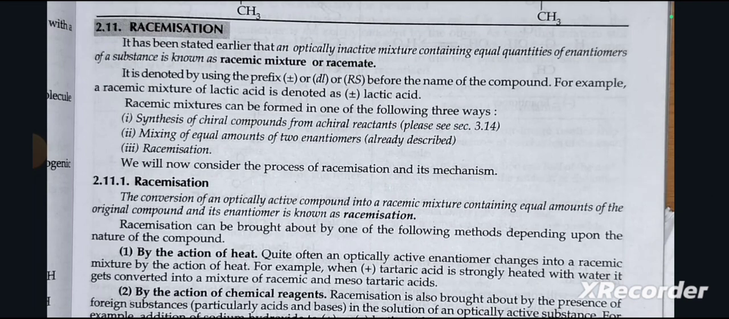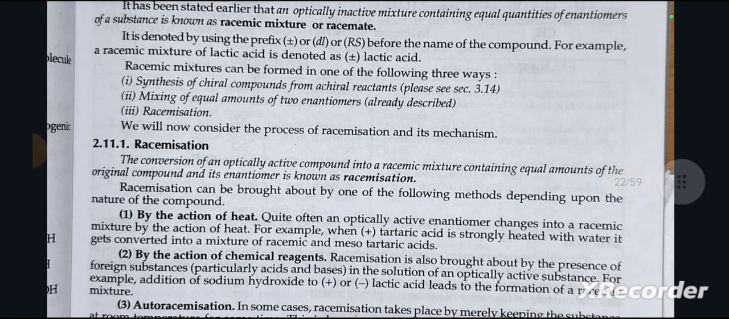2.11 Racemization. It has been stated earlier that an optically inactive mixture containing equal quantities of enantiomers of a substance is known as a racemic mixture or racemate. It is denoted by using the prefix ± or DL or RS before the name of the compound. For example, a racemic mixture of lactic acid is denoted as ± lactic acid. Racemic mixtures can be formed in one of the following three ways. First, synthesis of chiral compounds from achiral reactants. Please see Sec 3.14. Second, mixing of equal amounts of two enantiomers, already described. Third, racemization. We will now consider the process of racemization and its mechanism.